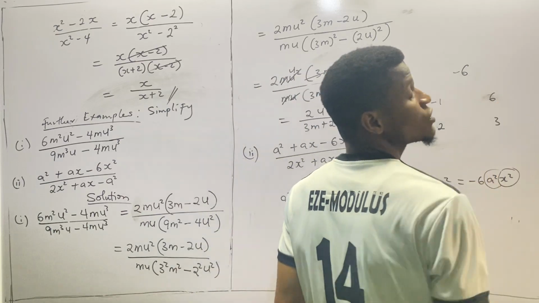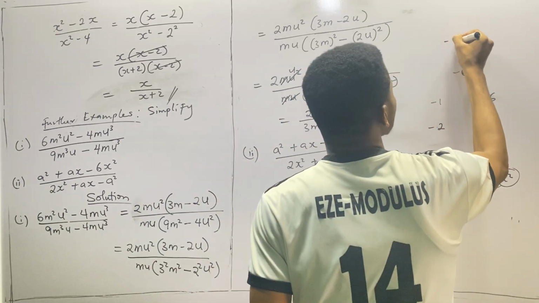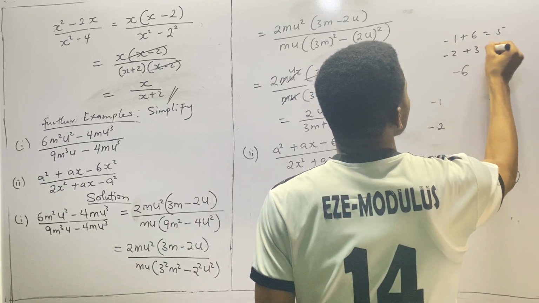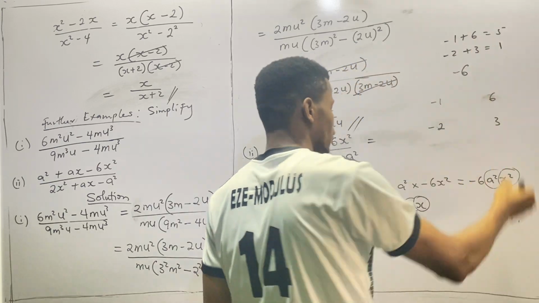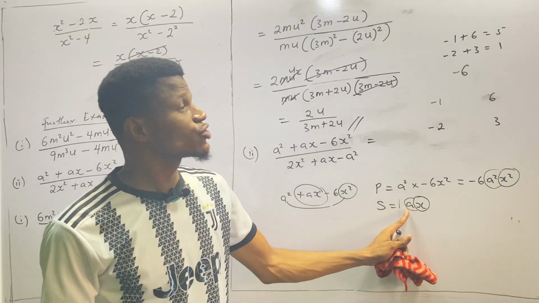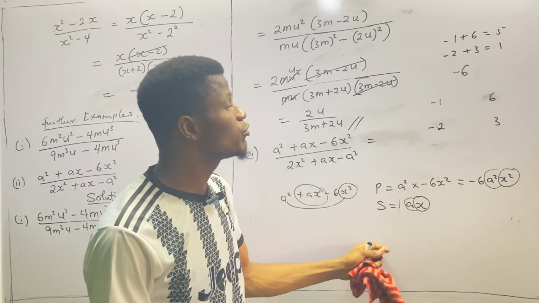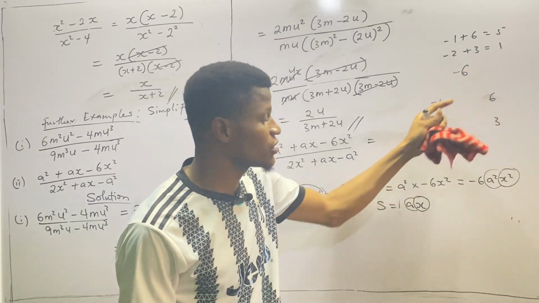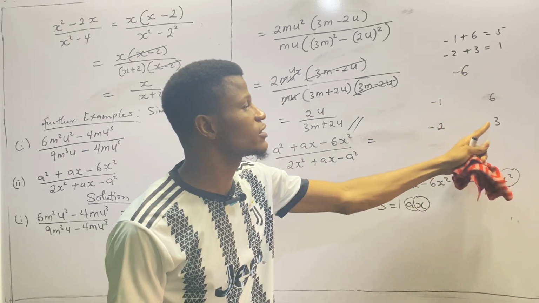Minus 1 plus 6 should be 5, right? So minus 1 plus 6 is 5. Then minus 2 plus 3 is 1. Of course, we have gotten it. So it is minus 2 and 3 that satisfy both the product, which is minus 2 times 3, minus 6, and the sum, which is minus 2 plus 3, 1.